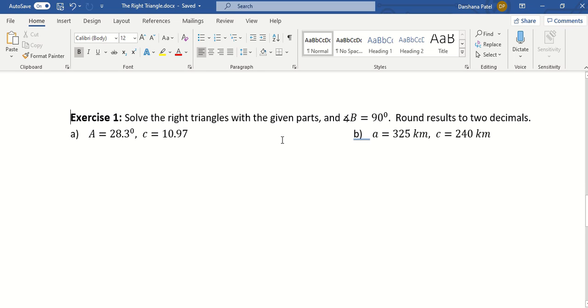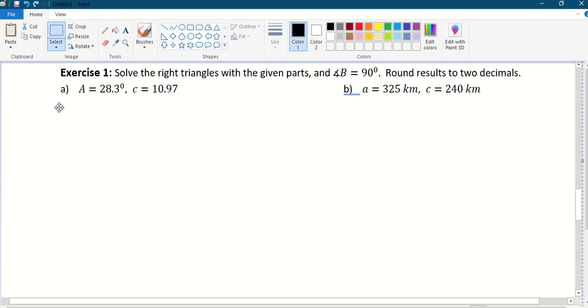We are asked to solve these right angle triangles, different ones. Given angle B is 90 degrees, and we are asked to round our results to 2 decimal places. Okay, so this is our question, for example. As we said earlier, the first thing we'll do is sketch a right angle triangle. Let's say this is a right angle triangle, and we will label A, B, C. Because we are given angle B to be 90 degrees, B has to be here. A and C can be anywhere.